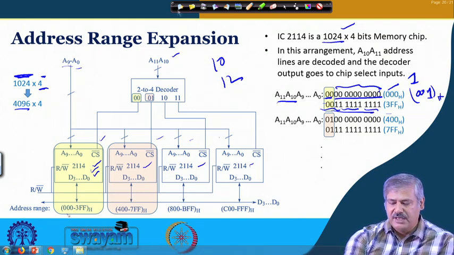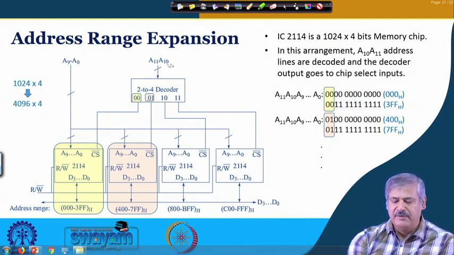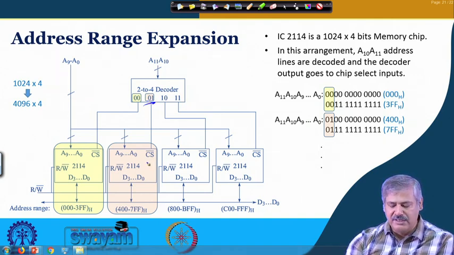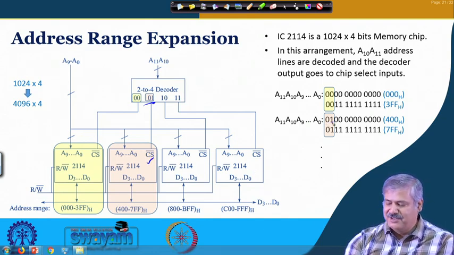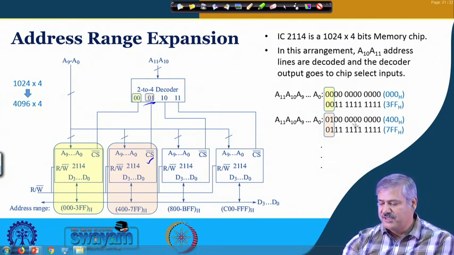Next, if it is 01, then this A11 to A10 is what will be considered. This decoder output will be considered, so accordingly this chip will be selected, and the rest are not selected. So, when this one is 01 and all of A9 to A0 are 0, you are locating the first address of this particular memory block.